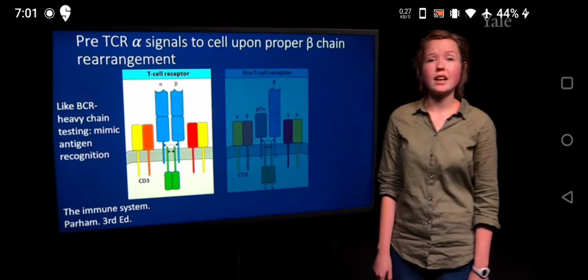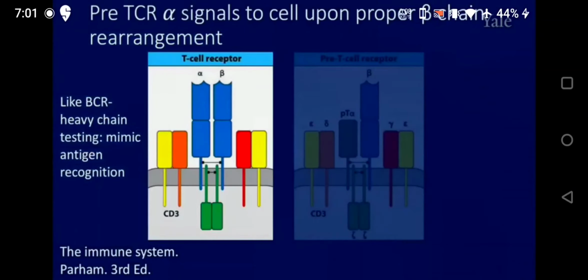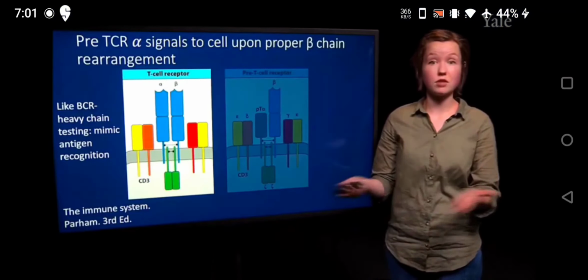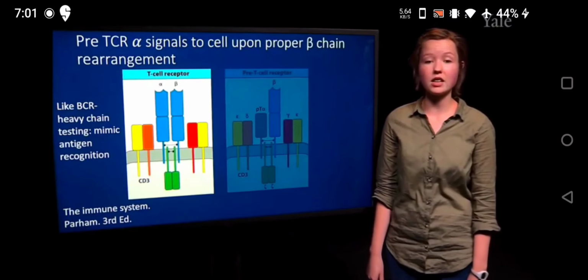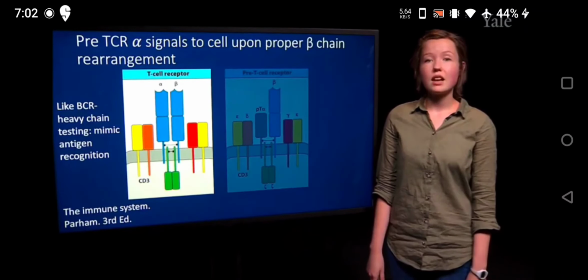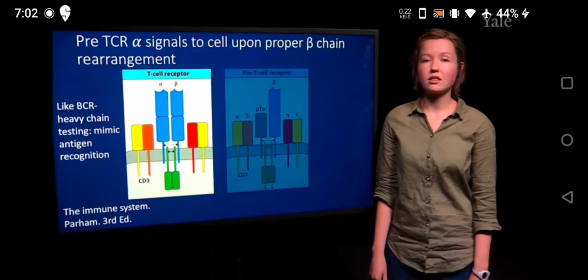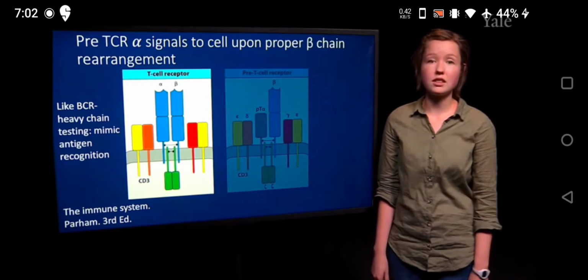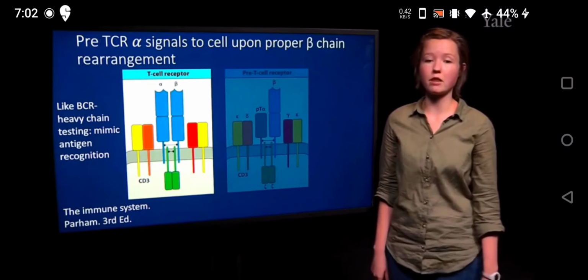So much like the BCR heavy chain rearrangement, in which it was paired with the surrogate light chain and there was this mimicking of an antigen recognition response, which resulted in receptor signaling to the cell to tell it to move on to the next cellular stage, the T cell receptor at this particular stage will signal to the T cell if there's proper beta chain rearrangement.